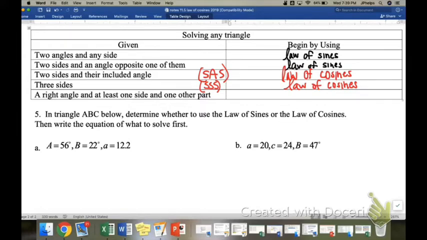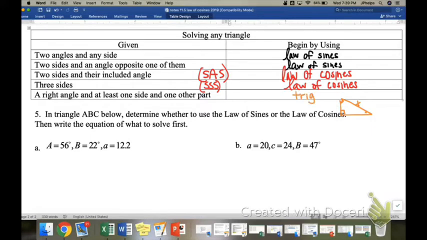In this last case, we've got a right angle and at least one side and one other part. So if we know a right angle and at least one side and another part, then that means that we can actually use trigonometry. So if we know it's a right triangle and we have at least two other pieces of information, whether it be an angle and a side, or two sides, whichever case it may be, then we can use trigonometry.